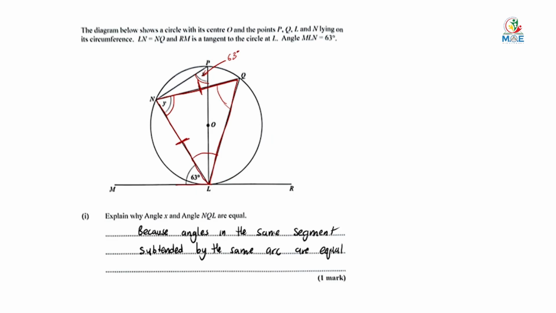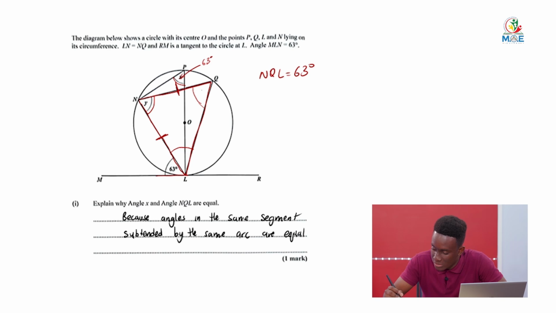So you already know that angle NQL is equal to 63 degrees. This here is equal to 63 degrees because angles in the same segment are equal. One thing you should note, when you are given an answer at the top, most times you'll have to use it to find an answer at the bottom in a following question. So we know that is equal to 63 degrees, and because this side is equal to this side, an isosceles triangle is formed, so this angle here is also 63 degrees.